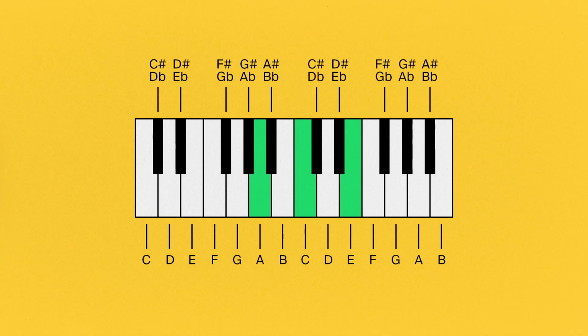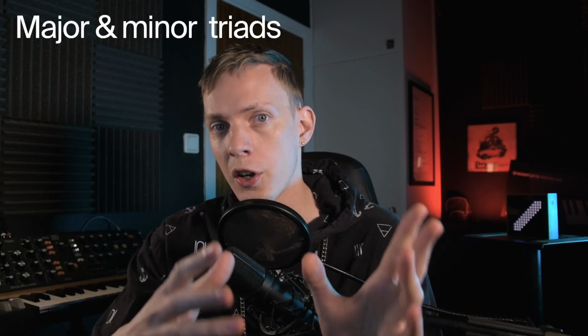But without further ado, let's get started. To break it down, a chord is when multiple notes are played at the same time, forming harmony that sets the mood and emotional foundation of music. There are many different chord types, and the most common chord types are major and minor triads. And the word triad simply means that there are 3 notes in the chord.